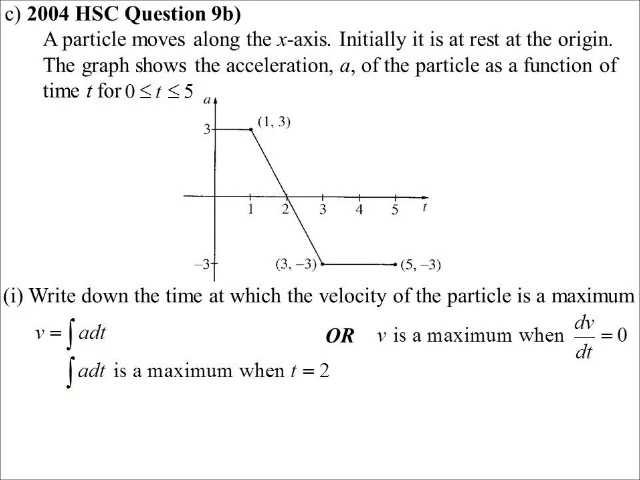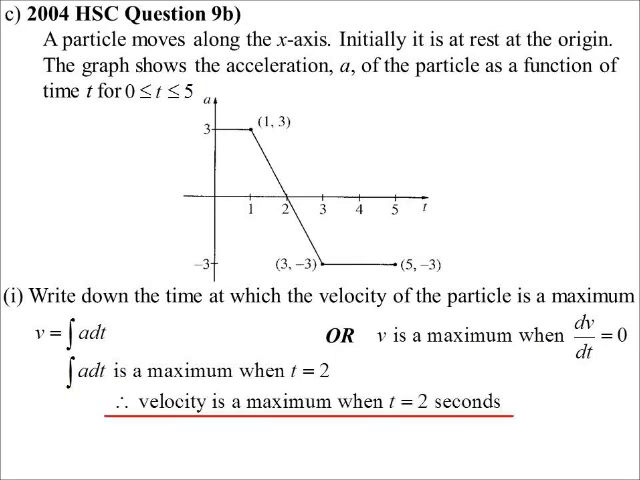Or another way of looking at it, I could say velocity is a maximum when dv dt is equal to 0. Right? Because it's the first derivative of velocity. Well, what's dv dt? Acceleration. When is acceleration equal to 0? Oh, look, there it is at 2. So velocity is a maximum when t equals 2 seconds. So using that second method, then we definitely get that answer of 2.